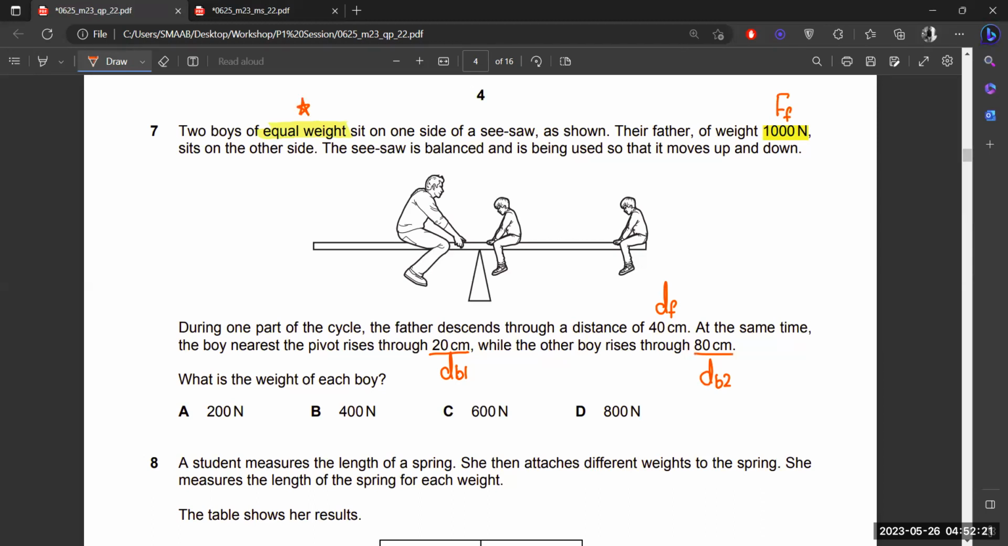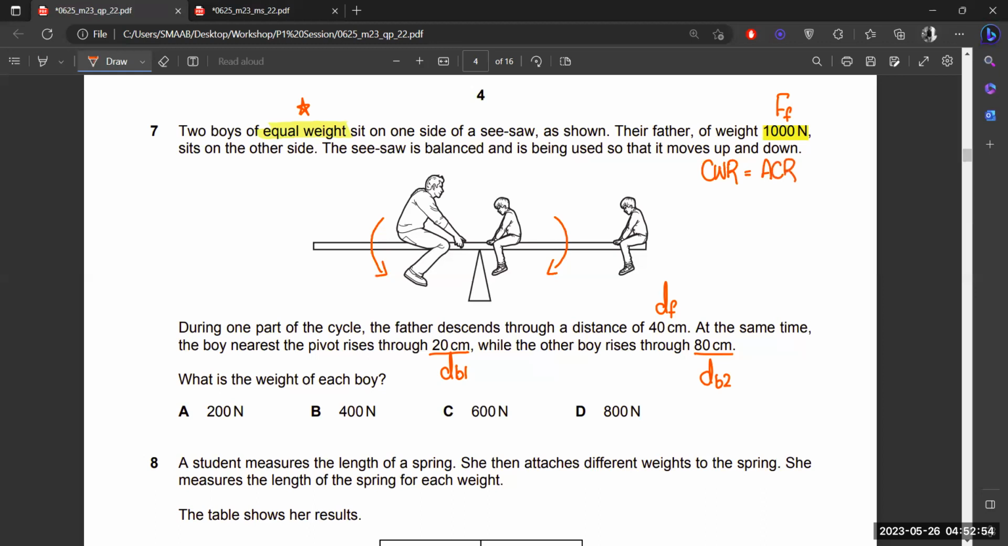So by using the principle of moments, we know that clockwise rotation is equal to anti-clockwise rotation. And if we take the reference from the direction of the father, you know that a seesaw will rotate in this direction, that is anti-clockwise. And if we take the reference of these two boys, the seesaw will rotate in clockwise direction. So it means we need to balance the equation. So clockwise rotation will be equal to anti-clockwise rotation.